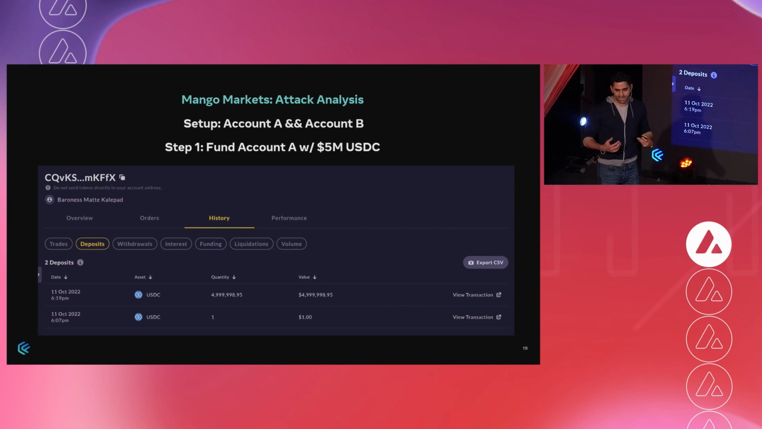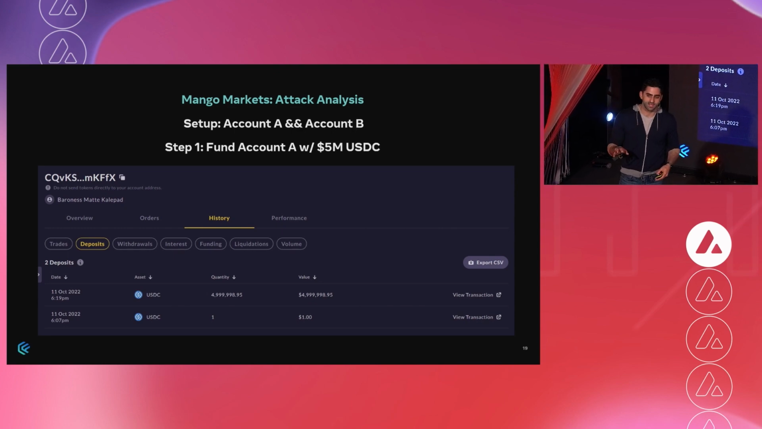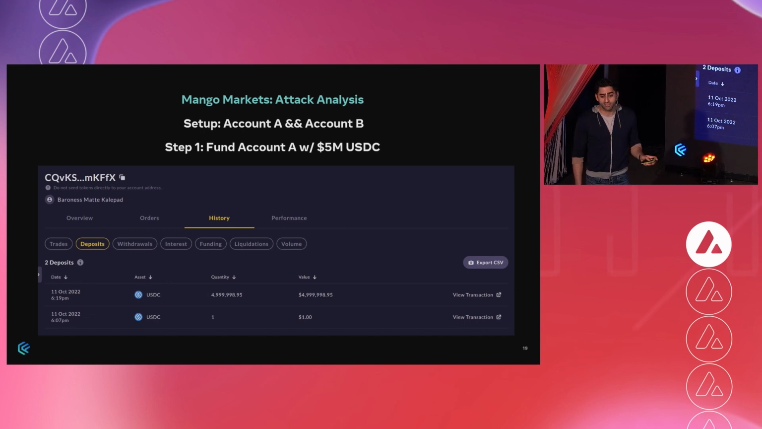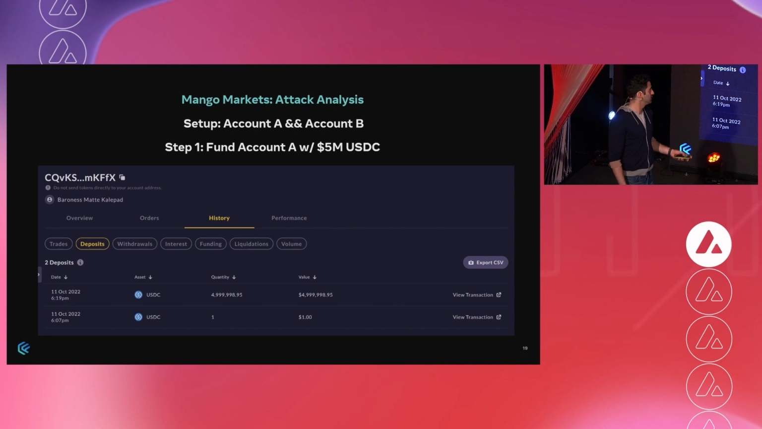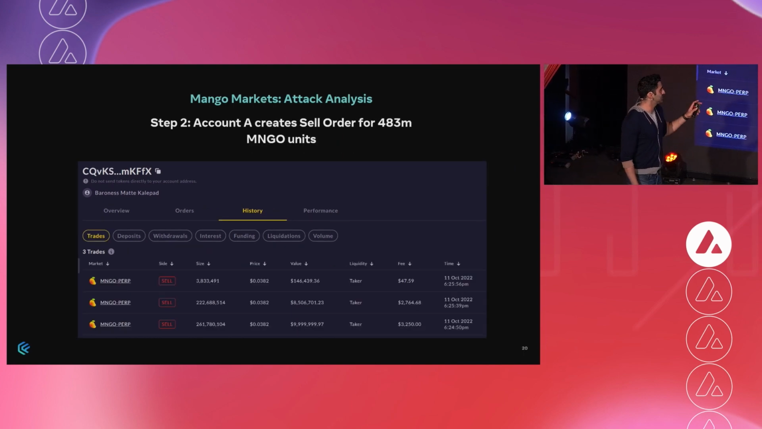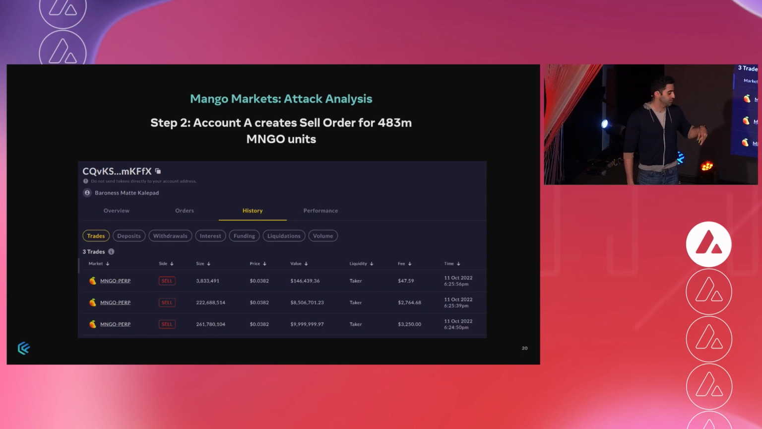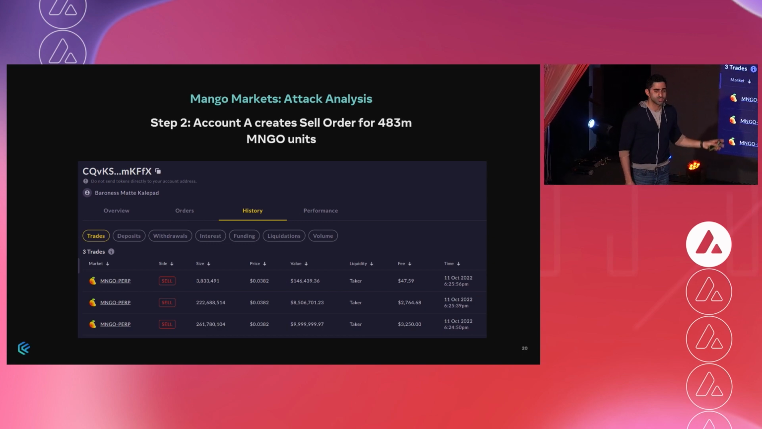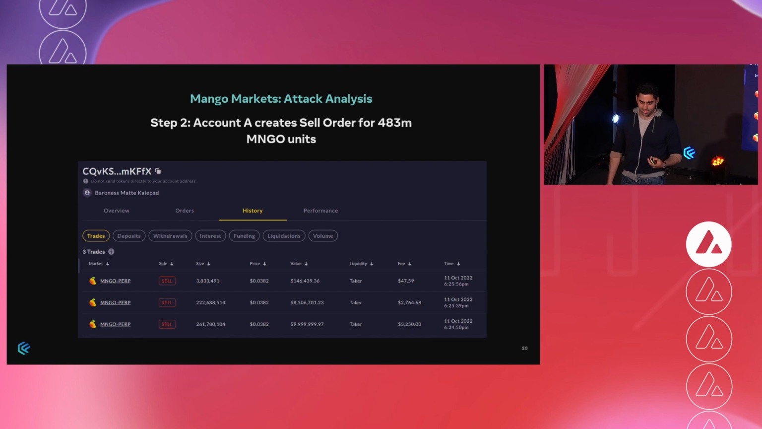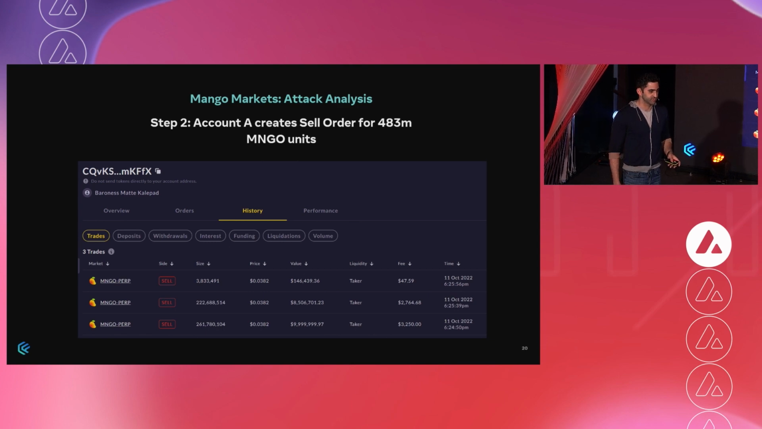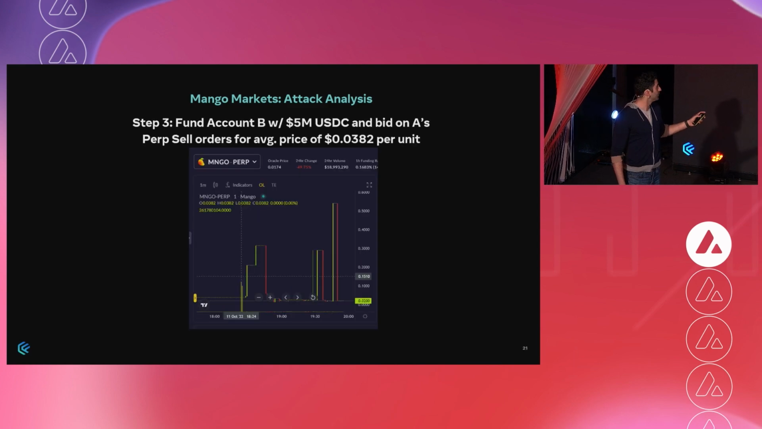So let's break down the attack. In this attack, Avi Eisenberg has two accounts that are in his control. Account A is initially funded with $5 million USDC. He uses that account to create a perpetual sell order for 483 million Mango units on the exchange. So already here we see that he has $5 million. This isn't trivial. I don't know how many of you have $5 million just lying around for trading or messing around with a perp exchange, but obviously he's very well funded here.